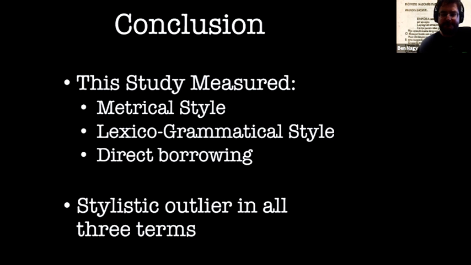No time for that. So what have I done? I've measured three different kinds of style, three different things which would be stylistic fingerprints, and measuring quite different things. In all three terms, the computational analysis strongly supports the scholars who believe that the lines are not genuine. It's a stylistic outlier in all three terms. And so this is actually a pretty cool result.